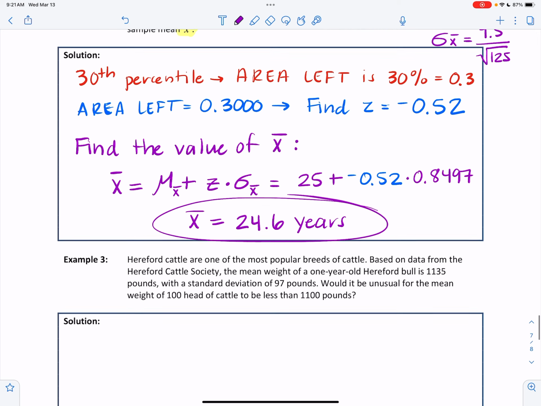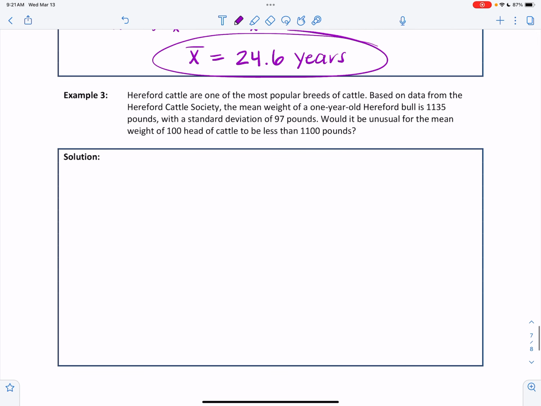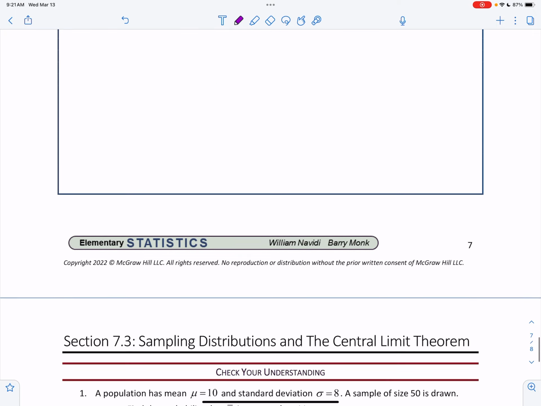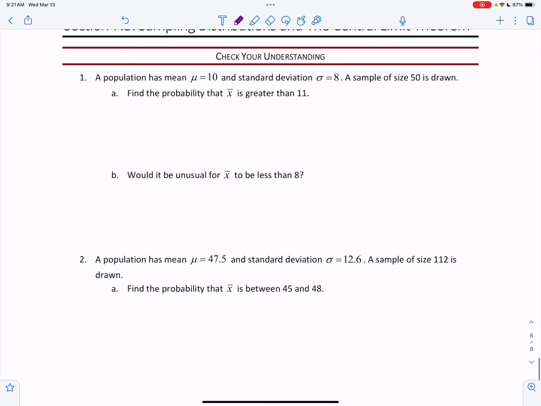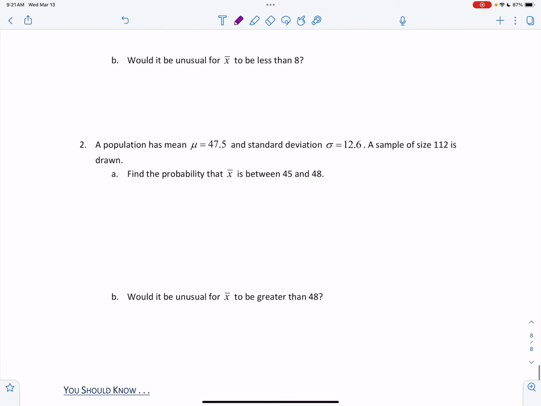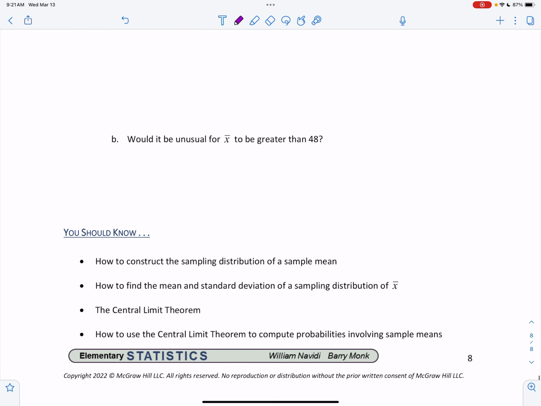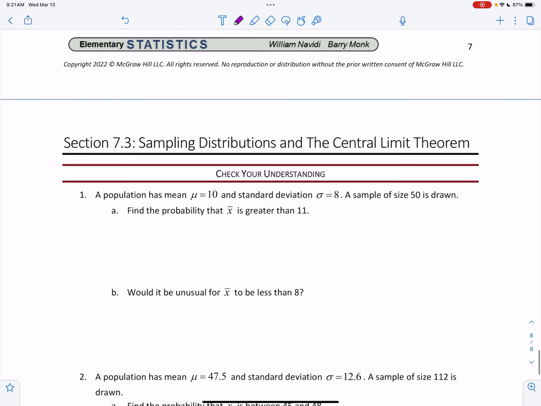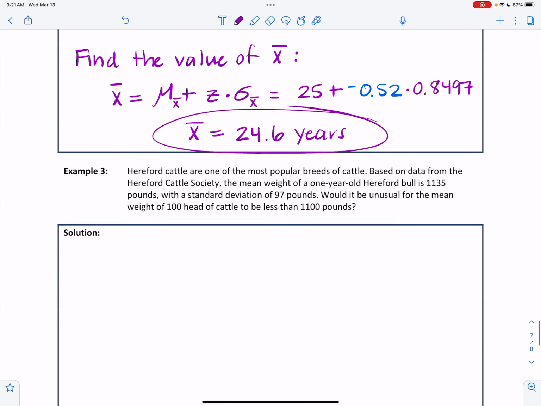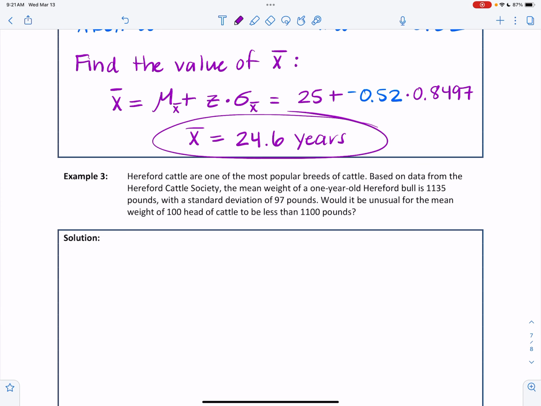I want you to try the remaining examples. You've got example 3 here, and then you've got some additional problems under the check your understanding. So I want you to try those, and then I will post my completed notes for you later today so that you can go in and check your work on those additional examples.